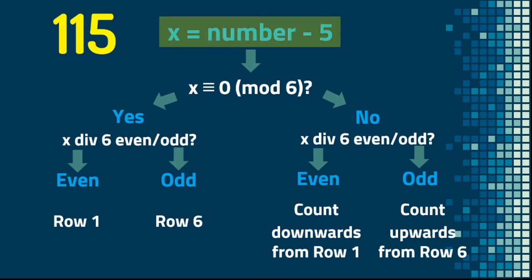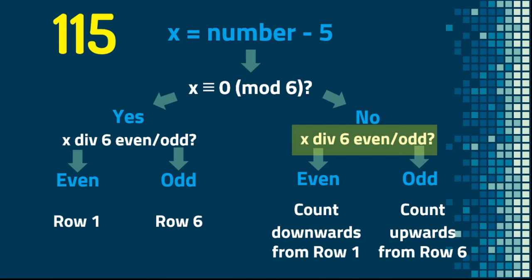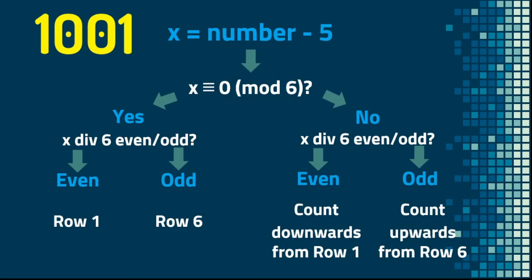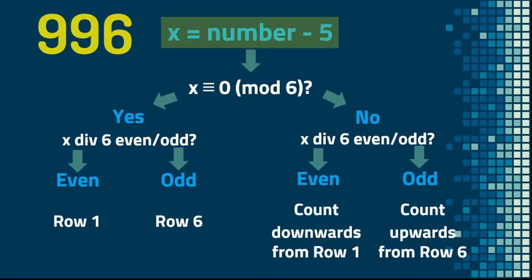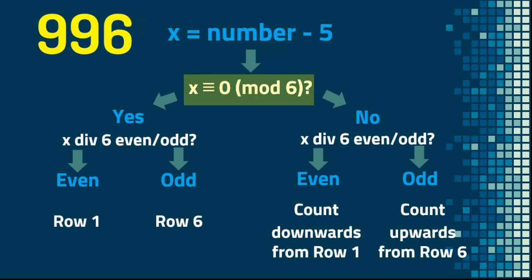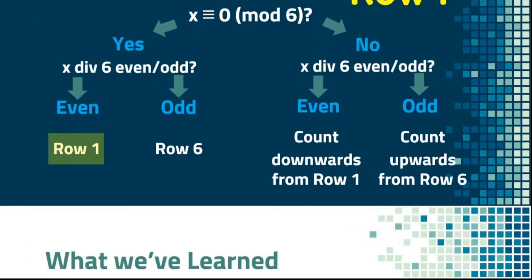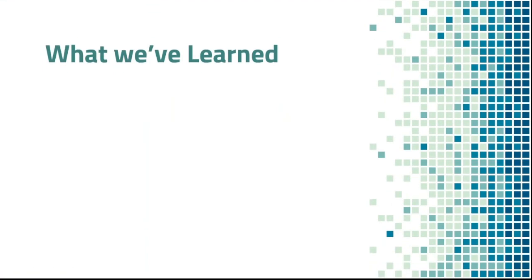We divide by 6, and we know it's not divisible by 6, to obtain a quotient of 19 and remainder of 1. The quotient is odd, so we count 1 row upwards from row 6 inclusive to get row 6. And finally, for 1001, we subtract 5 again to obtain 996. It is divisible by 6, and the quotient would be 166, an even number. Therefore, we know that 1001 is in row 1. There we have it. We have solved the problem.